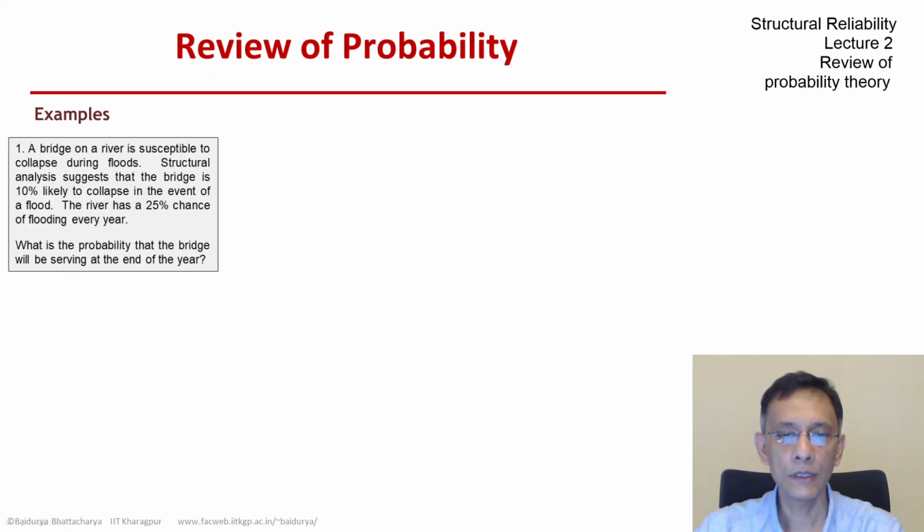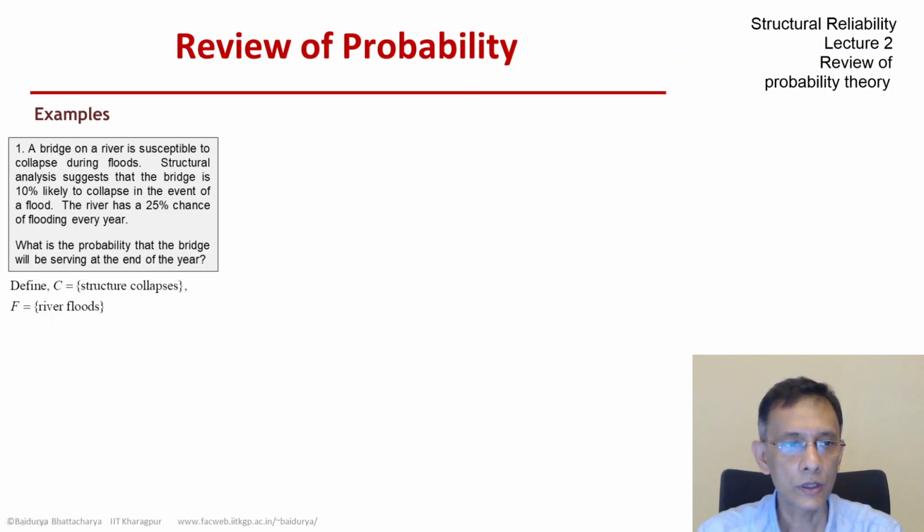The next example is a structure subject to first one natural hazard, and then we'll add one more. So let's read the problem. The bridge is 10% likely to collapse in the event of a flood, and the river has a 25% chance of flooding during the year. So let's define the events carefully. There are two basic events here: C, the structure collapses, and F, the river floods.